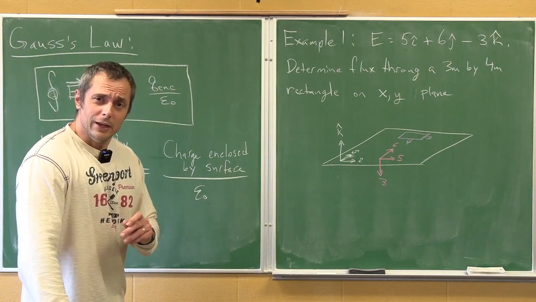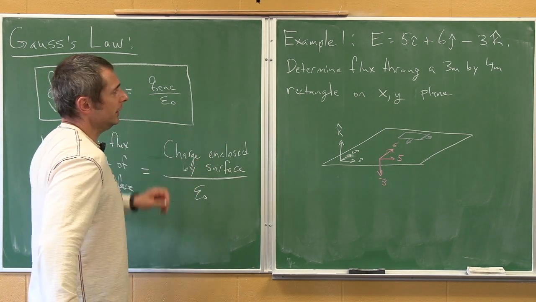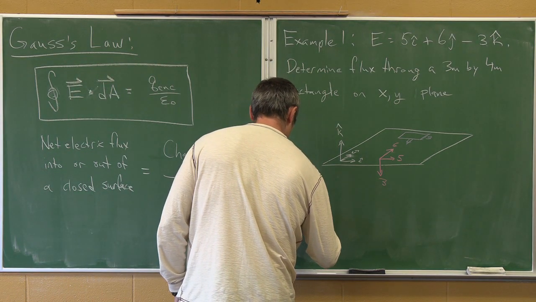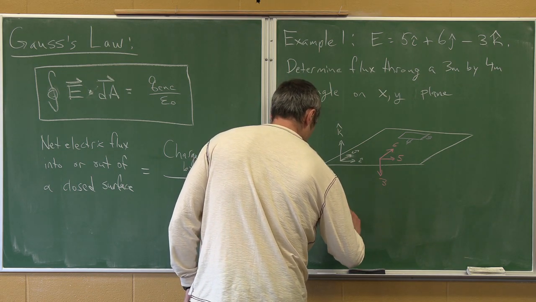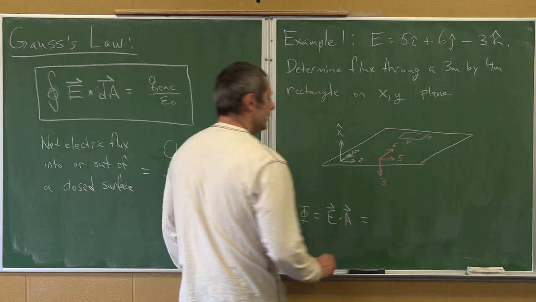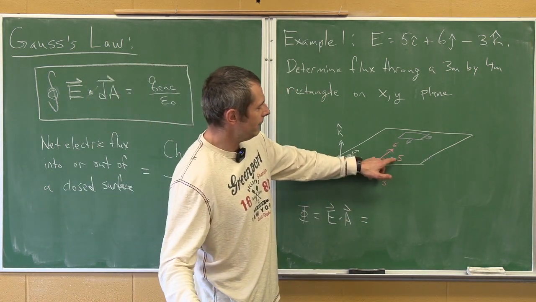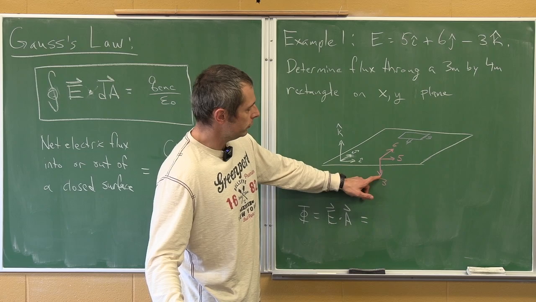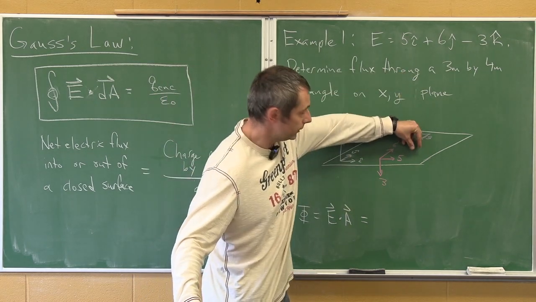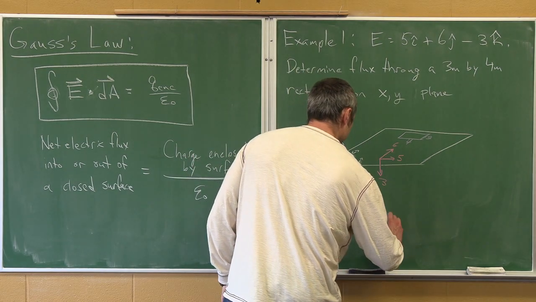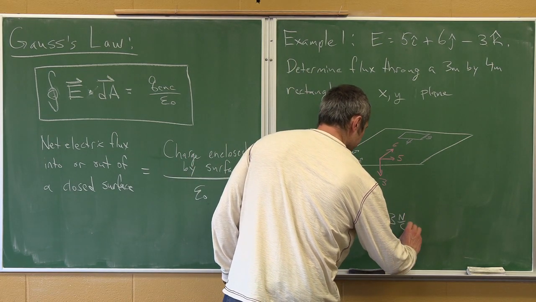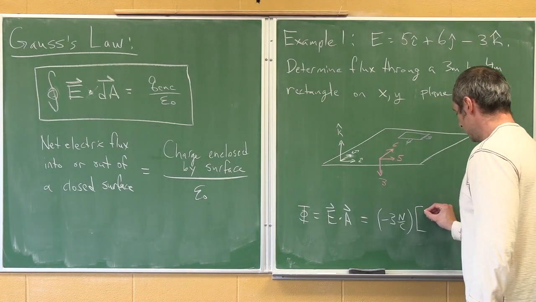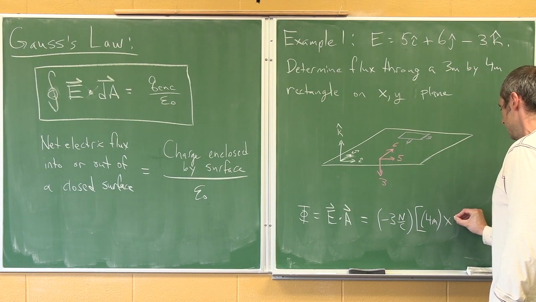So rather than getting very picky with the notation of putting in dot products, what I could just say is this. I could say that the flux is E vector dot area vector. And just using common sense, I could see that the 5 and the 6 do not create flux because they're running along the surface. The only one that pokes through the surface is the 3 pointing into that surface. So I could take that electric field, -3 newtons per coulomb, and then multiply by the area, which for a rectangle, of course, is just 4 meters by 3 meters.